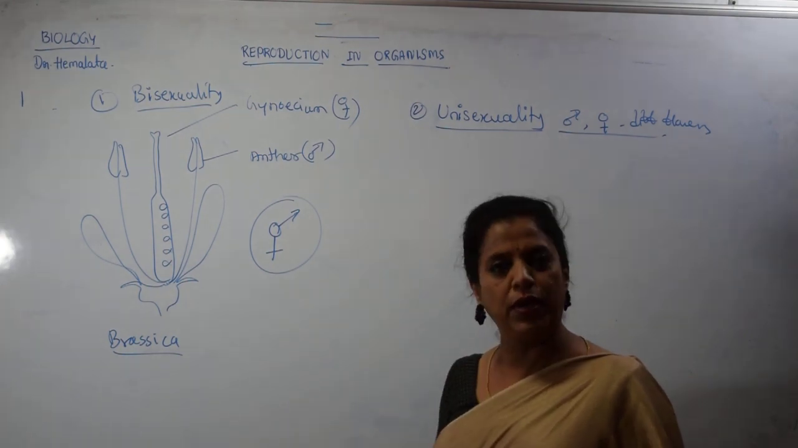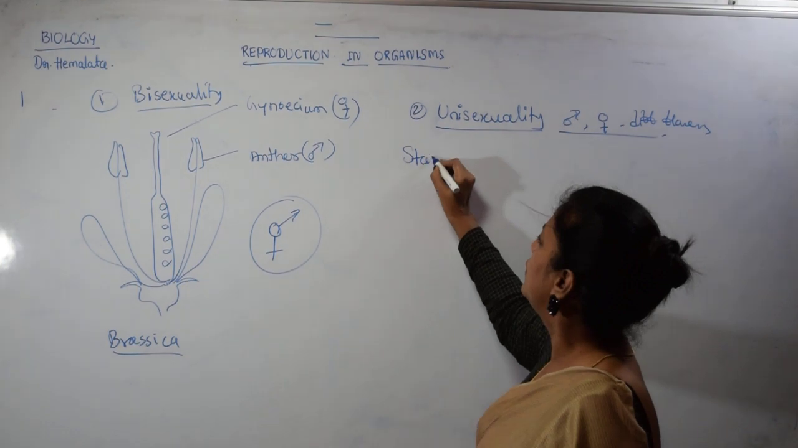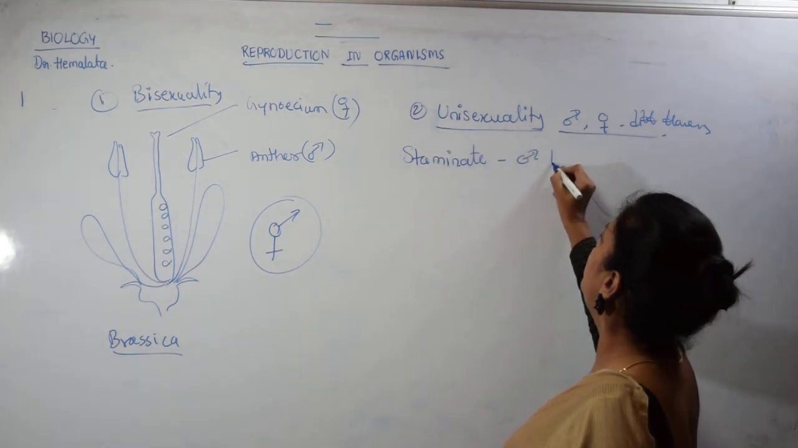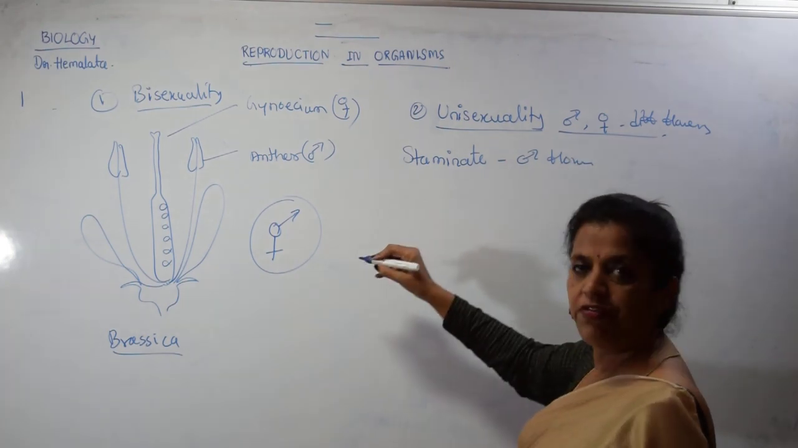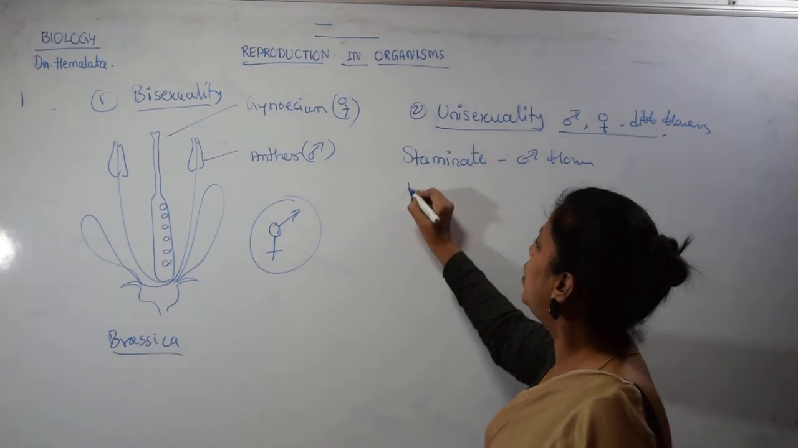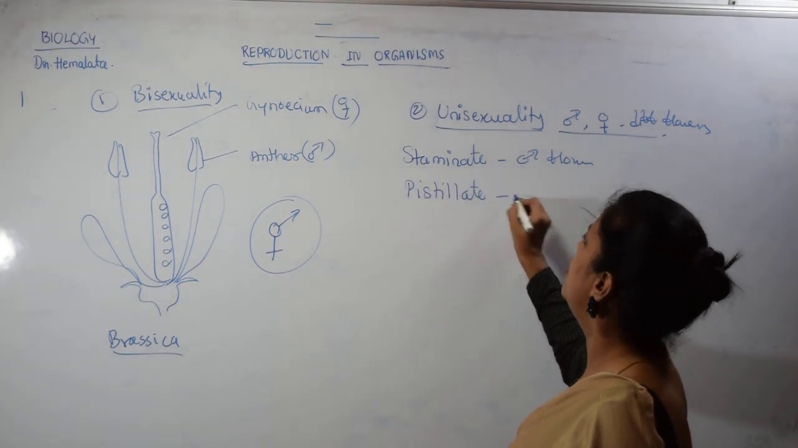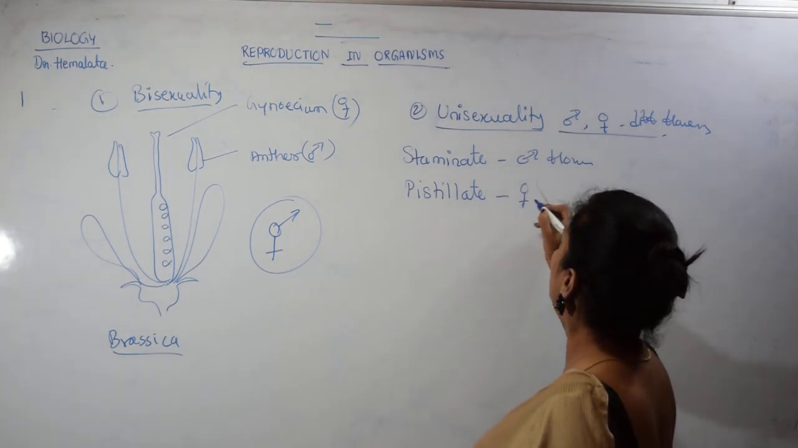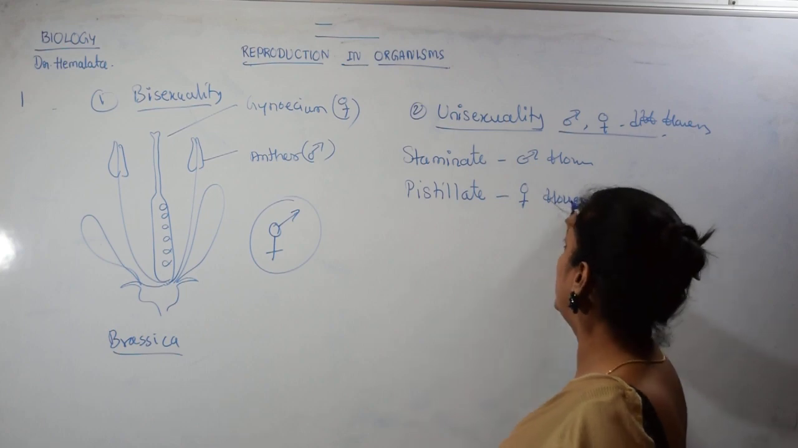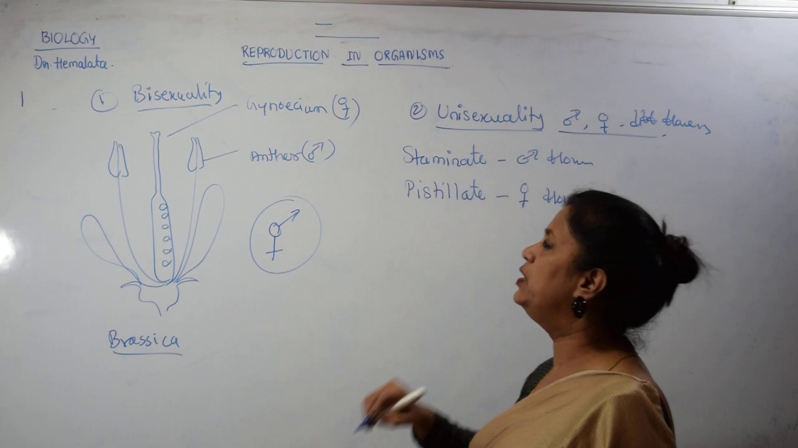In male flowers you get only stamens. They are called staminate flowers. They are only male flowers. Whereas the female flowers have only the pistil. This is called the pistillate flower. This is one more question many a time they have asked: what is a pistillate flower? That has only the female sex organ. So where do you find them? You can have this unisexuality in plants.